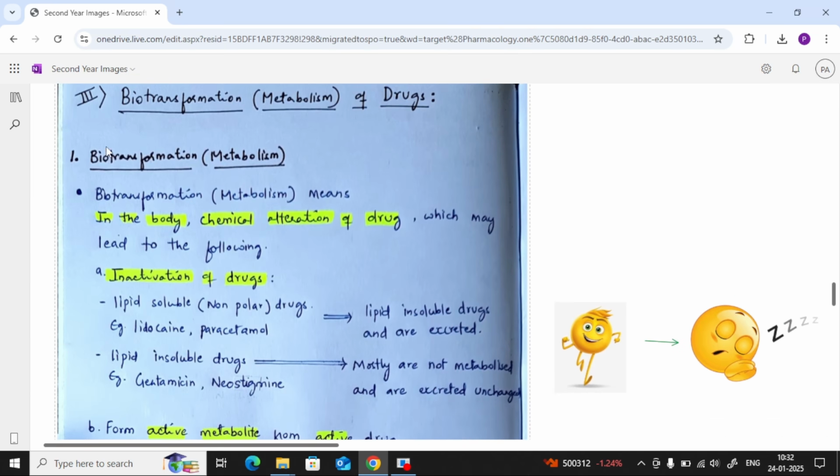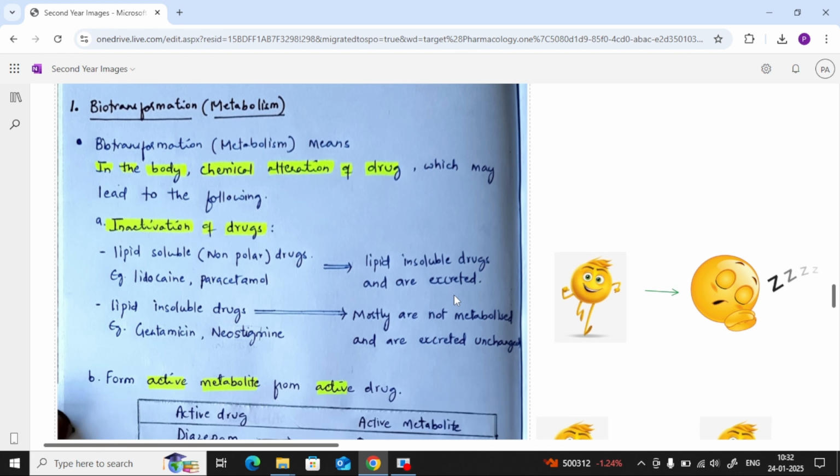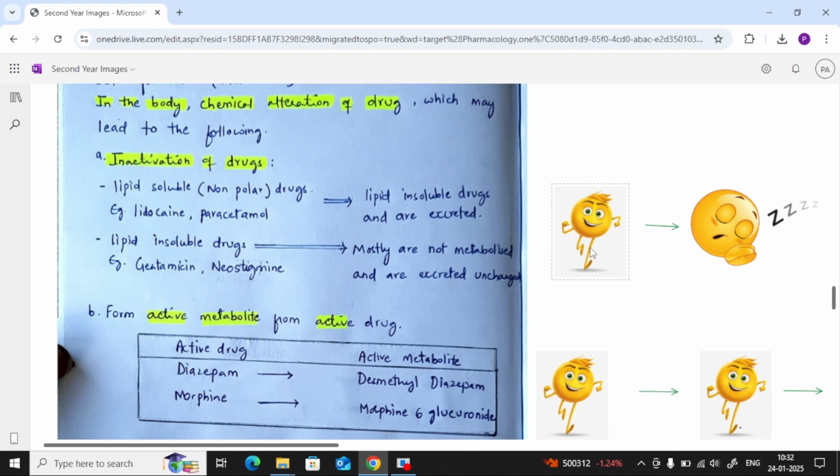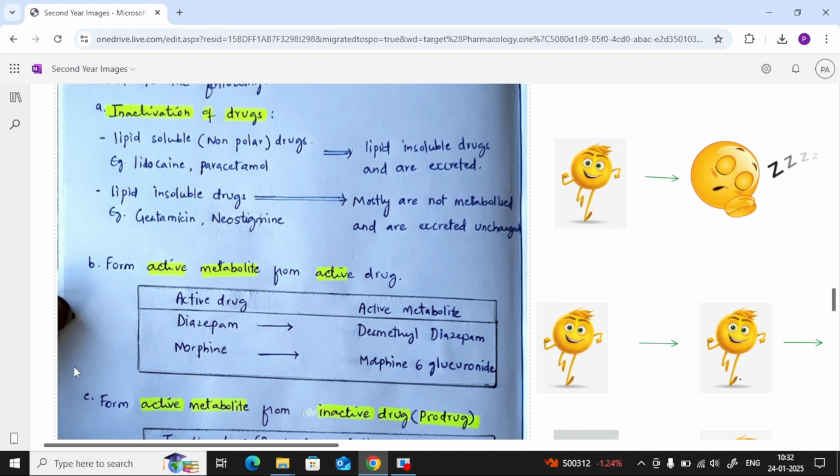So what does biotransformation or metabolism mean? As you can understand from the term, bio is in the body, transformation is chemical change. So inside the body there is chemical change of the drug. Now the question is why, and what is the need of this chemical change? This leads to inactivation of the drug. This is the main purpose of metabolism inside the body. As you can notice from these diagrams, imagine this is your active drug, which is converted to inactive drug. There are 2 other things, we will go through each one.